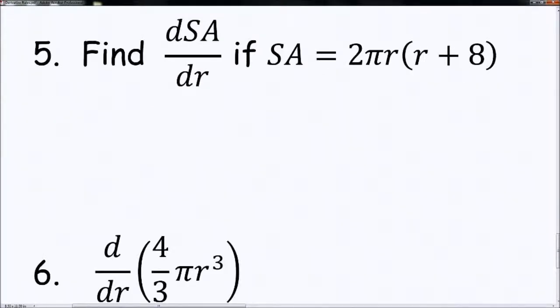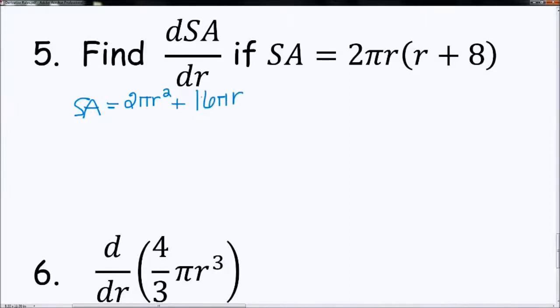Alright, number 5, they want us to find the change in surface area over radius if my surface area is equal to 2 pi r times r plus 8. So let's go ahead and simplify. And so my surface area is equal to 2 pi r, and I'm going to go ahead and distribute. This will be r squared plus, let's see, 2 times 8 is 16 pi r.